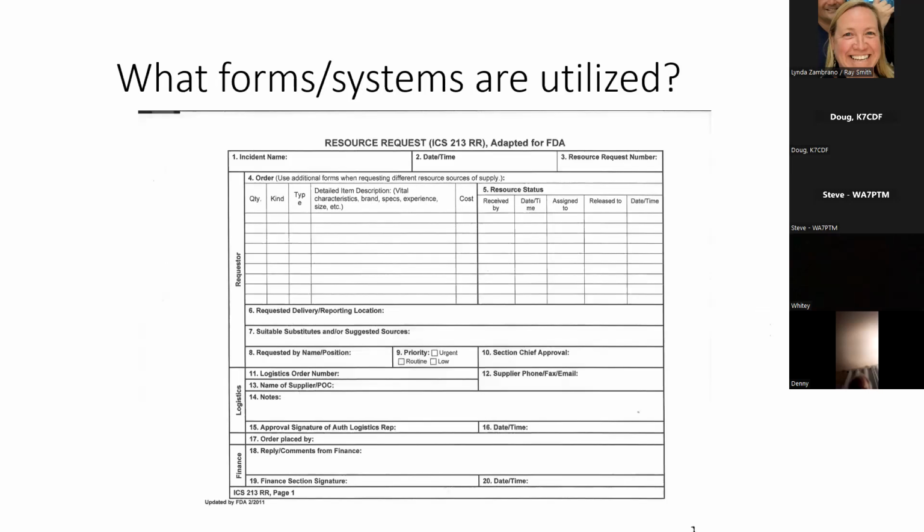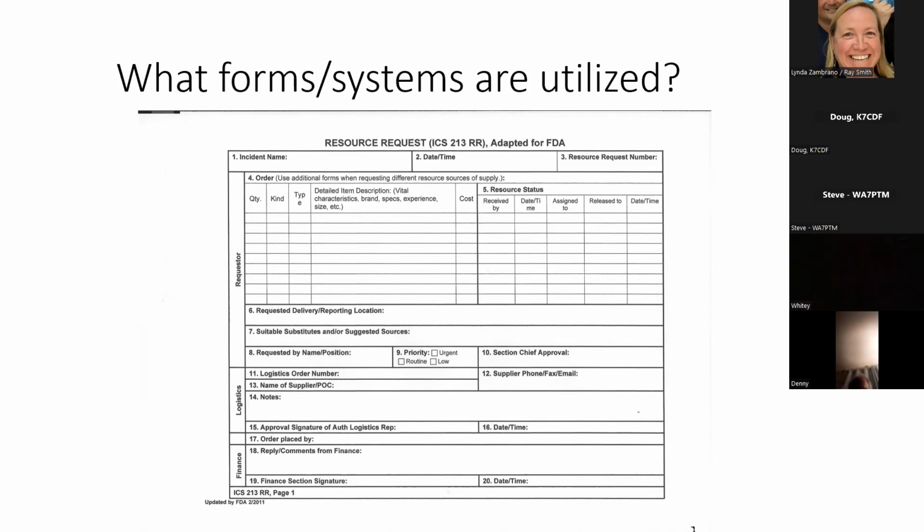And so what forms are utilized? Typically, it'll be an ICS 213RR like this one. This is one from the FDA that I just snagged off the internet. And as you can see, some of the important things on these resource requests, if you happen to be one of the folks that's helping fill them out or making sure that it's filled out correctly, is you want to make sure you've got the correct incident name and the date and time is accurate. And then the resource request number is really important as well.